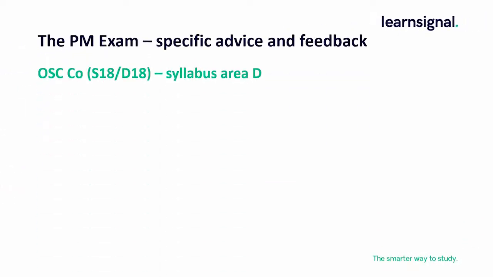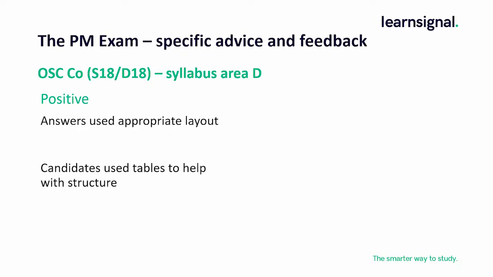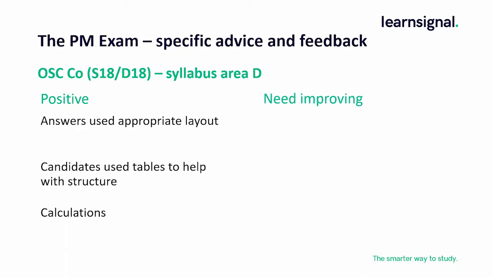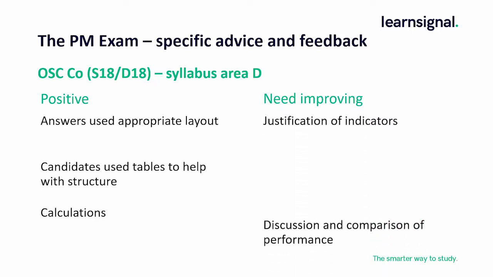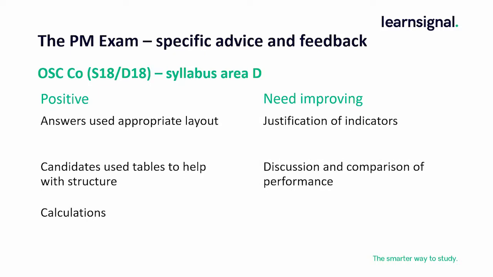So for the OSC Company question, what was done well? Answers were laid out using the correct structure, candidates who used tables to help with structure performed quite well, and calculations were good. But what can be improved? Justification of chosen performance indicators needs to be provided, and also discussion of the comparisons of MSC and OSC performance is not to a level required.